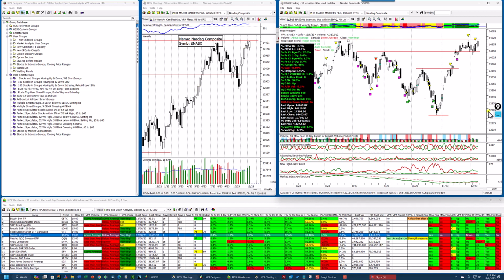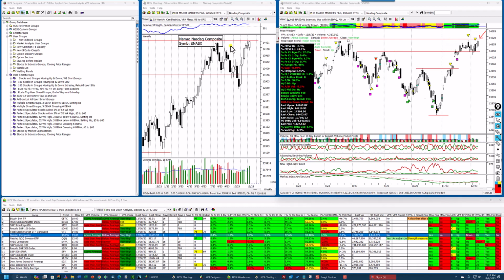Now let's take a look over here. Well, let's look here first. You can see there's a resistance line right here, and we're just below that. Here's the support line. This resistance line became support when the index broke through it. So this resistance line here became support, and you can see that it's held. Now it's going to challenge the resistance line above.